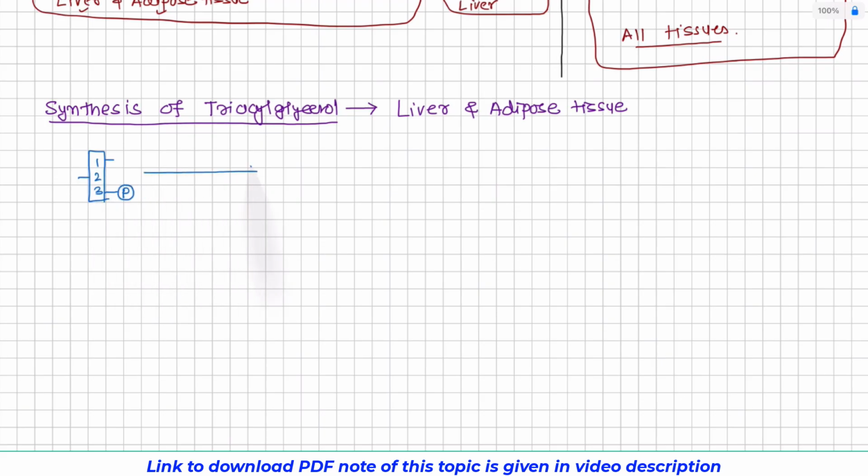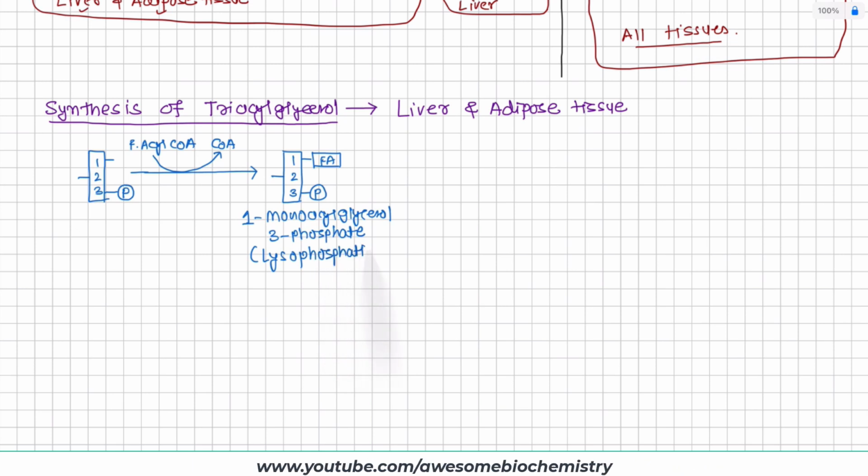Now in the first reaction, fatty acyl-CoA comes and the CoA part gets released. The remaining fatty acid binds at the first carbon through an ester bond. So the resultant compound looks like this. The name of this compound is 1-monoacylglycerol 3-phosphate, also known as lysophosphatidic acid. This step is catalyzed by the enzyme fatty acyl transferase.